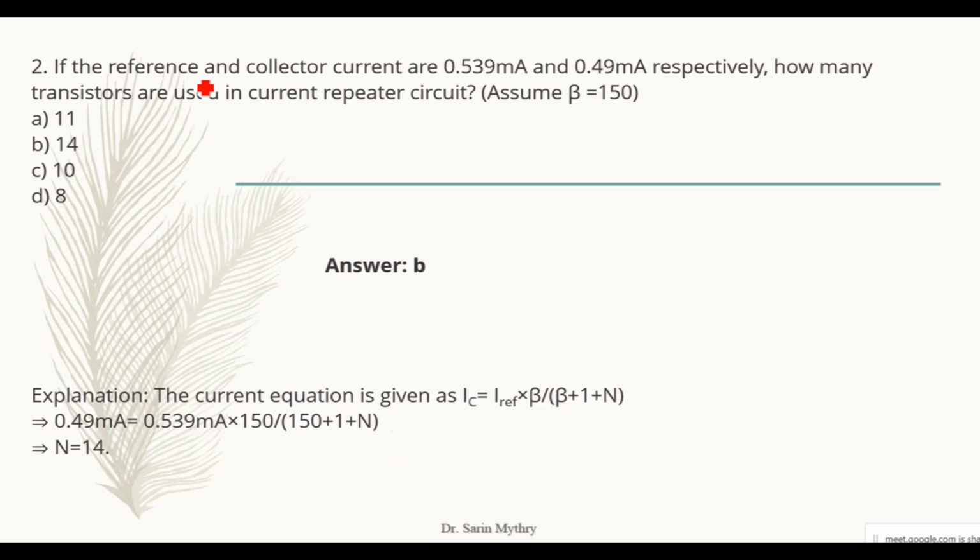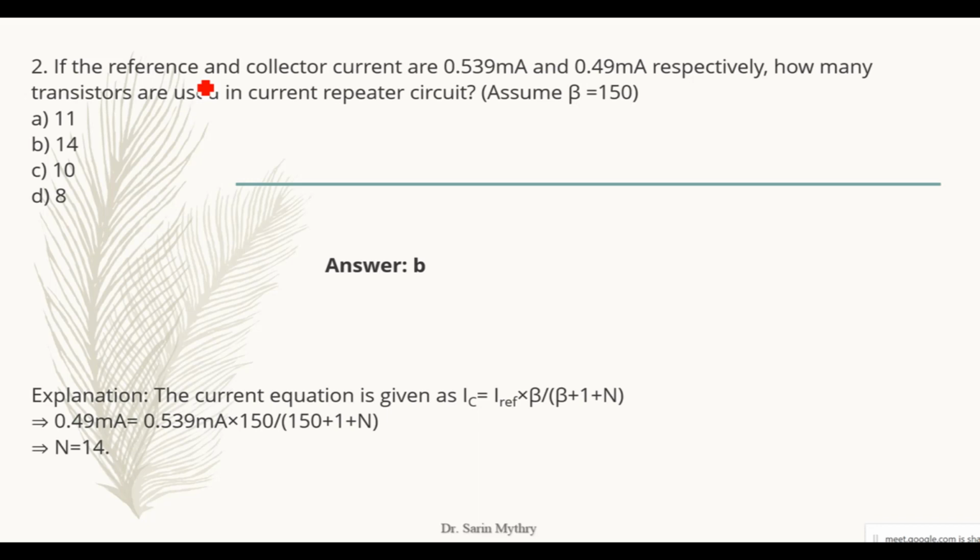Second one: if the reference and collector currents are 0.539 milliampere and 0.49 milliampere respectively, then how many transistors are used in the current repeater circuit? Assume beta is equal to 150. This is an important one. Try to remember the formula for this one.